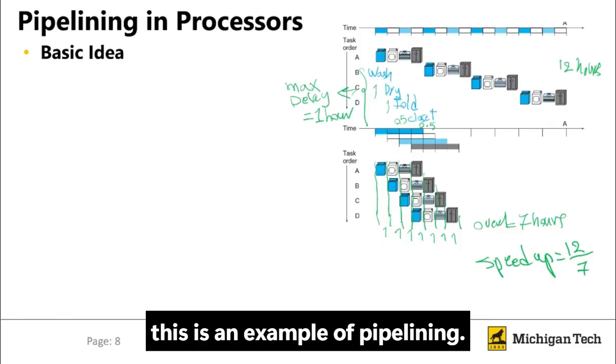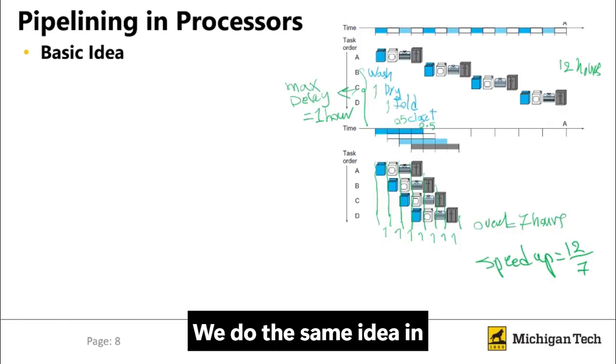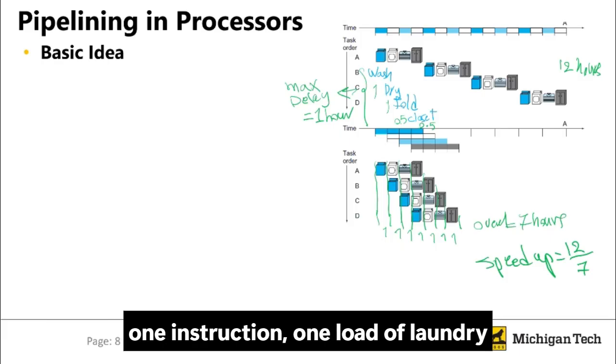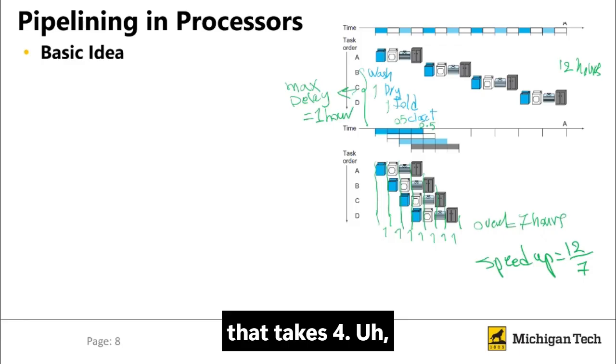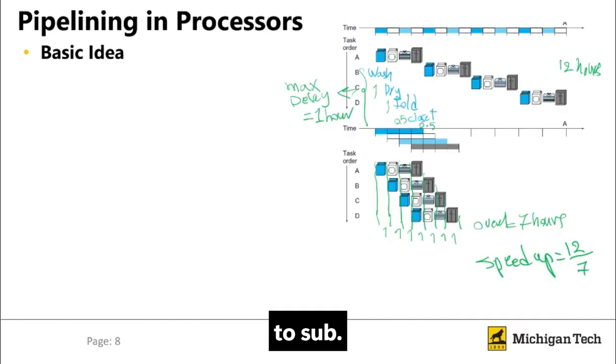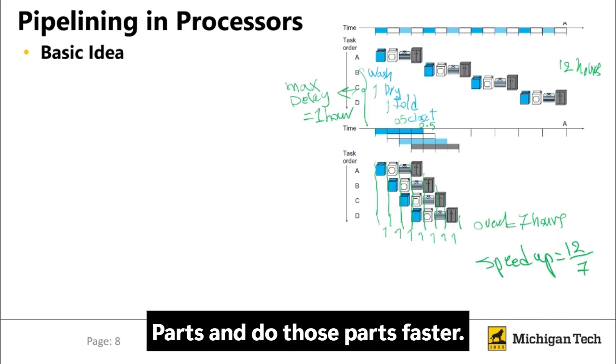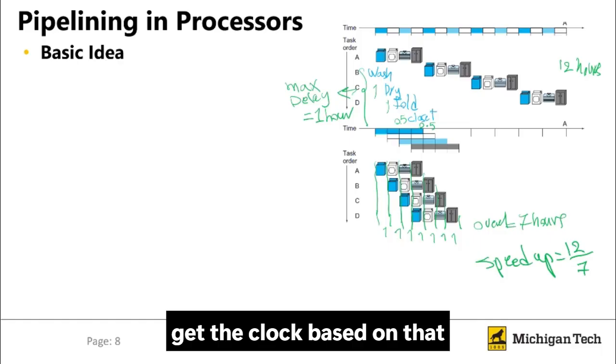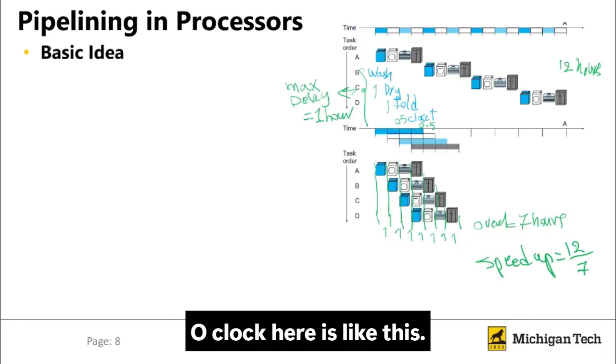We do the same idea in a computer. Instead of having one instruction, one load of laundry that takes 3 hours, we can break it down into subtasks, into parts, and do those parts faster. But we need to consider which one is the slowest one and set the clock based on that.